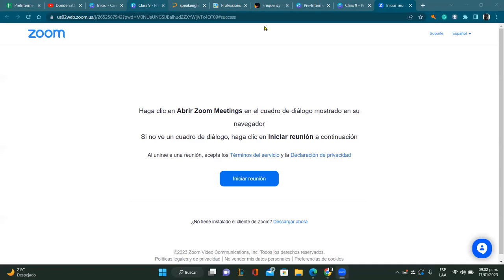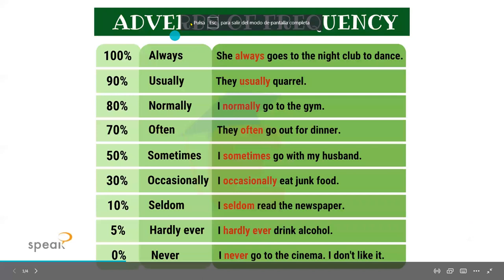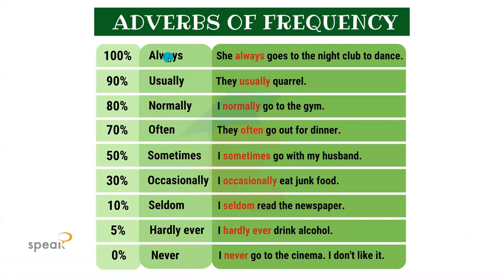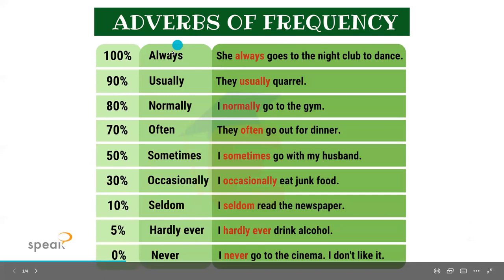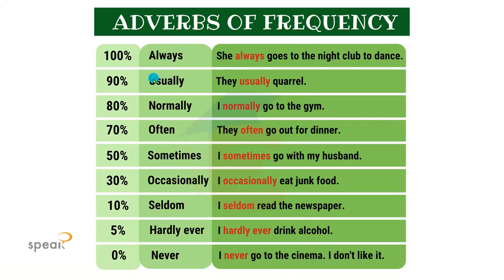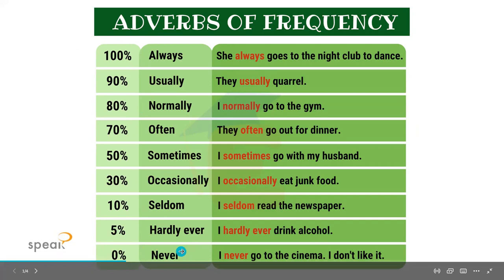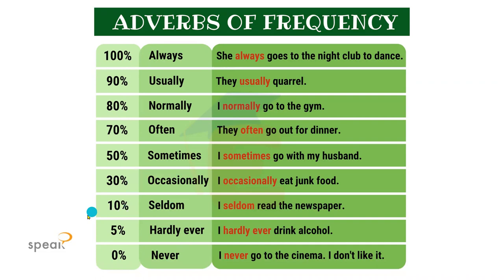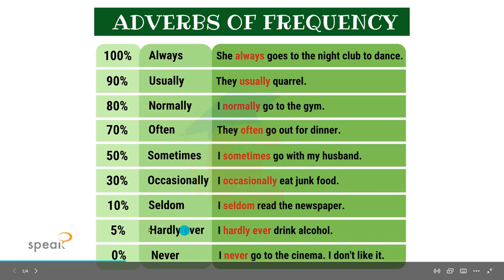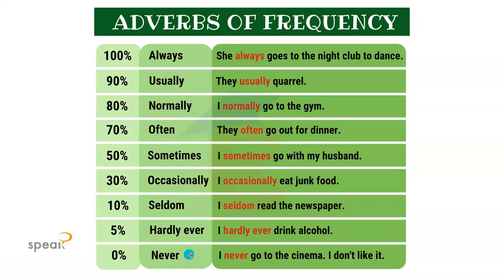No questions? Okay. So we were discussing this topic, frequency adverbs or adverbs of frequency. Just remember that we have different expressions to express the frequency of an action, how often you do something. You need to memorize these and the percentage they represent. When we have always, it is because you do the action all the time. On the other hand, 0% means you don't do that action. We also have usually, normally, often, sometimes, occasionally, seldom, hardly ever, and never. Let's pay attention to the 5% because it is hardly ever. It isn't ever hardly. I'm highlighting this one because it appears in the exam.